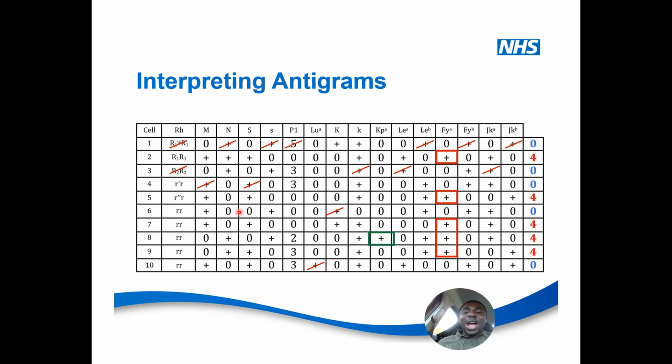Now, when you have a negative result, 0, on the panel sheet, but the patient result, whether it is 0 or positive, means nothing. You should not cancel that antibody. You should not exclude that antibody on that basis. You should only exclude an antibody if it is positive on the panel sheet and negative on the patient result. Then you can exclude it.